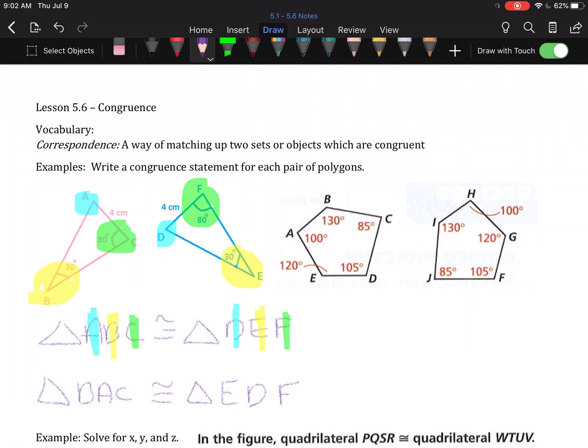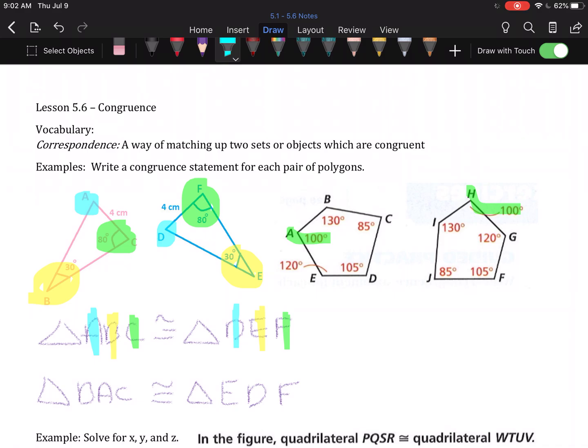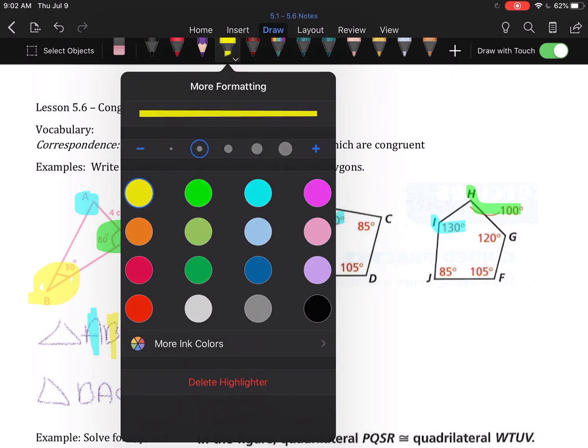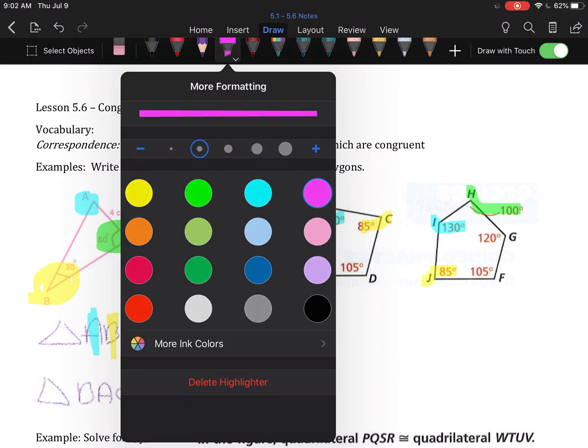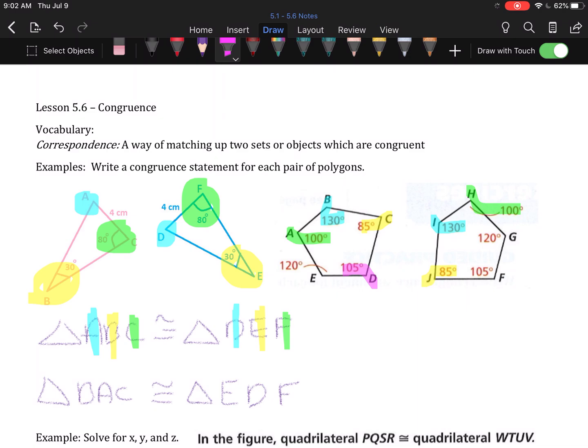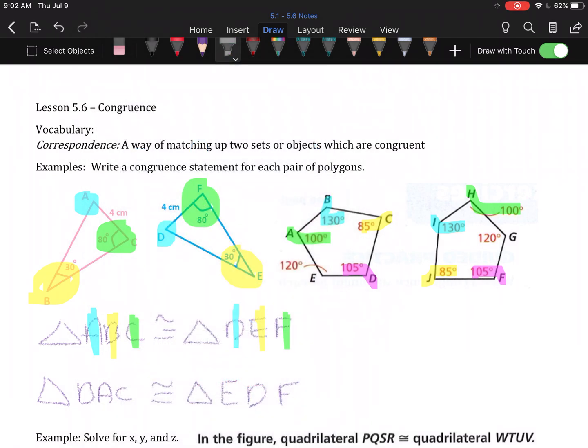Next we have pentagons. So let's see, here's a 100-degree angle. Here's a 100-degree angle. This is the tricky part about congruence because they're going to rotate things. Here's 130, here's 130. Here is 85, here is 85. Here's 105, here's 105. And here's 120, here's 120.